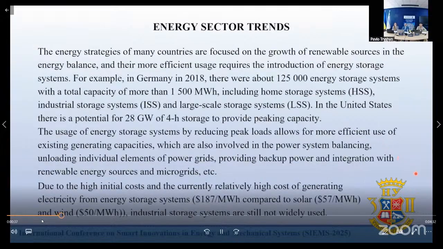Key energy trends include integrating renewables, distributed generation, microgrids, and smart grids. In 2018, Germany had 125,000 ESS with a total capacity of over 1,500 megawatt-hours. In the USA, 28 gigawatts of 4-hour storage can meet peak electricity demands. This trend shows the growing importance of ESS in balancing renewable energy and managing costs for industrial enterprises.